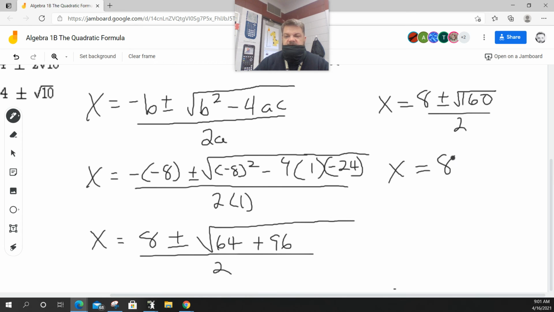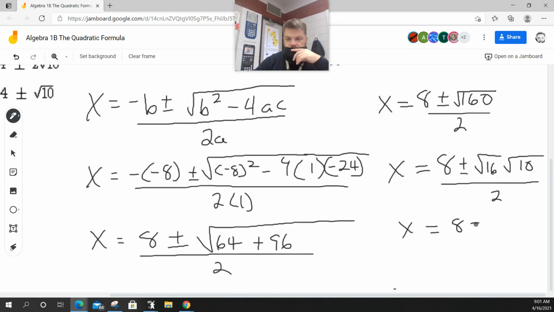Remember that 16, I got to think this through. I think it's 16 times 10, right? So 160 is the same as 16 times 10, all over 2. What's the square root of 16? 4. All over 2, and I'm going to separate it like this.